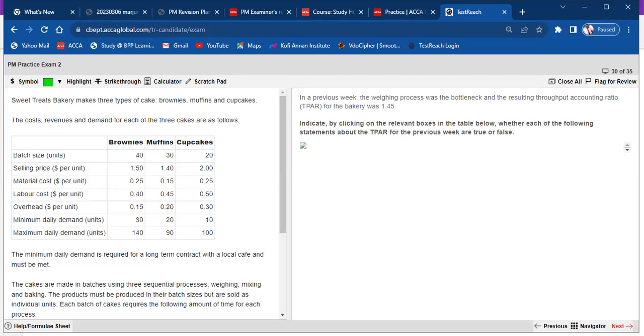In a previous week, the weighing process was the bottleneck, and the resulting throughput accounting ratio for the bakery was 1.45. I think something is coming up. It's still not coming up here. Indicate by clicking on the relevant boxes in the table below whether each of the following statements about the throughput accounting ratio for the previous week are true or false.